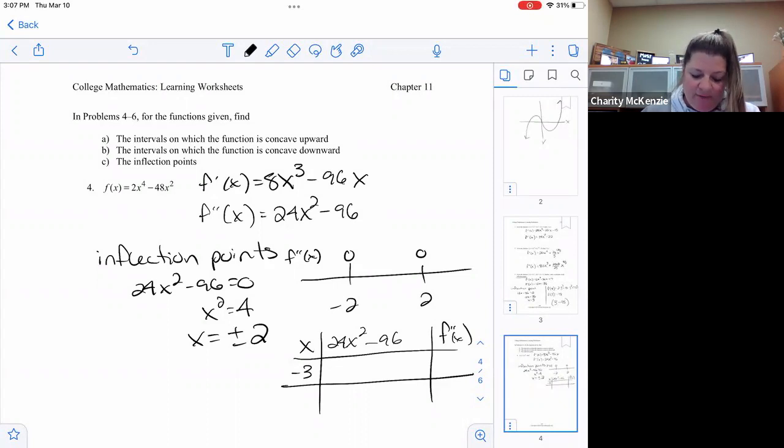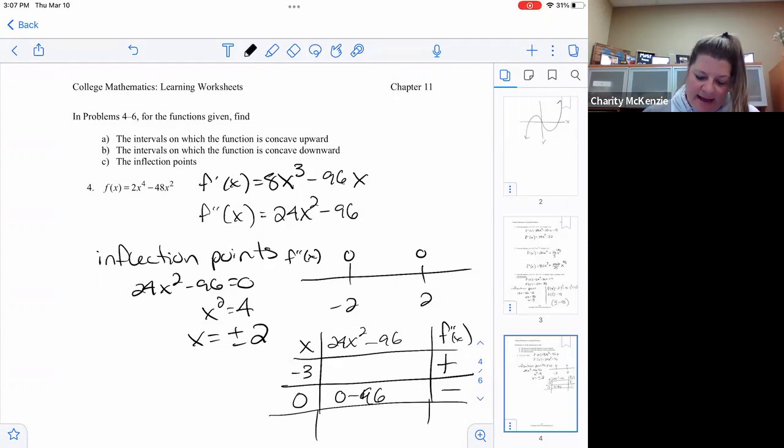It's fine. 24 times -3 squared minus 96. I get a positive 120. Okay. And something between -2 and 2 is maybe 0. So 0 minus 96 is negative.